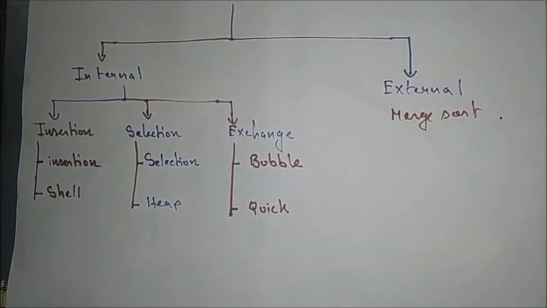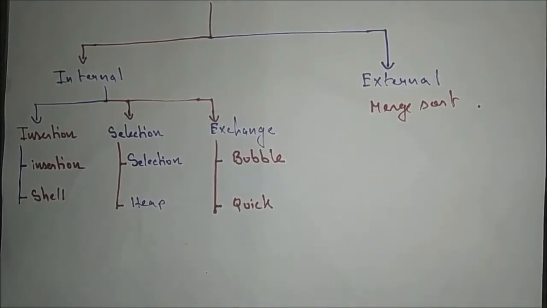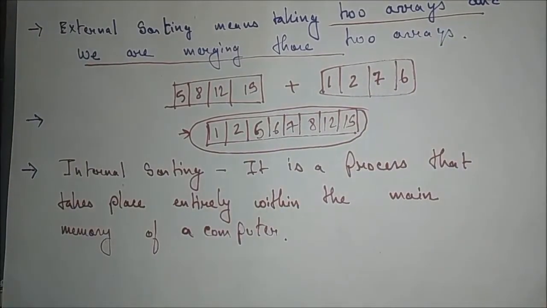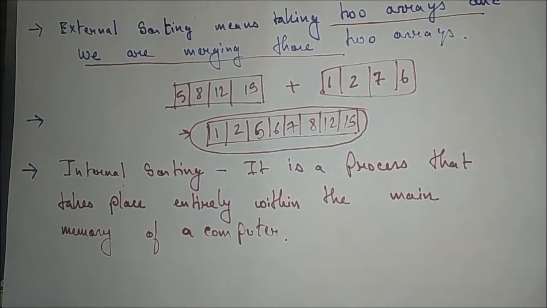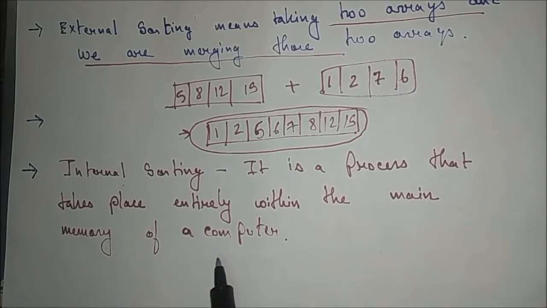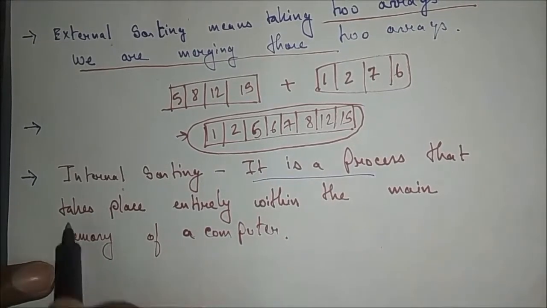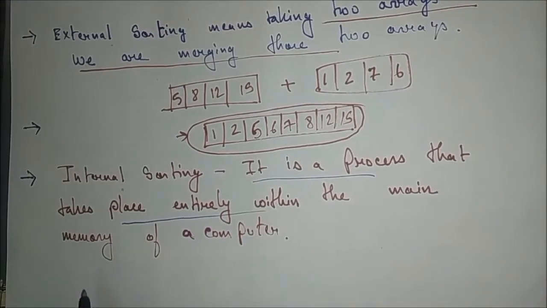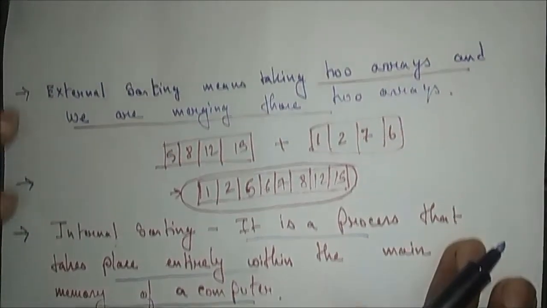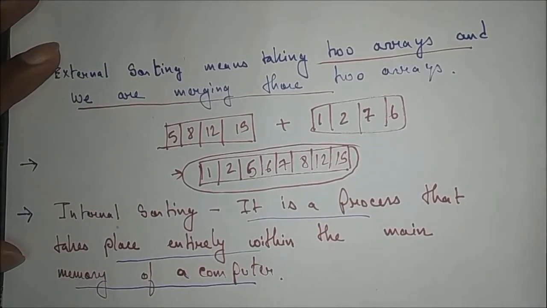Now going into internal sorting. First, what's the definition of internal sorting? Internal sorting is a process that takes place entirely within the main memory of a computer. What does it mean? It means the operations are going on in the main memory of a computer.